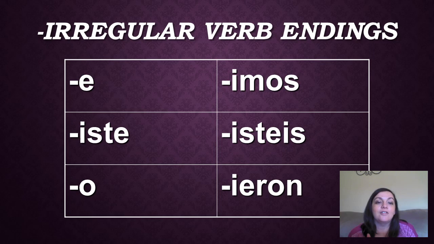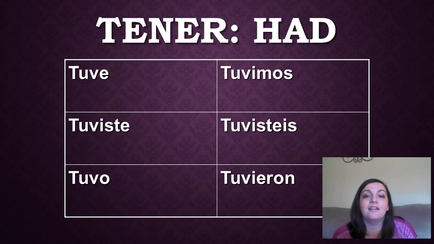So let's look at the verb tener. Tener in the past tense would be had. It actually goes to tuve. So tuve, tuviste, tuvo, tuvimos, tuvisteis, tuvieron. So I had, you had, he or she had, we had, they had. So that's tener. You can pause the video if I go a little too fast and copy these down.